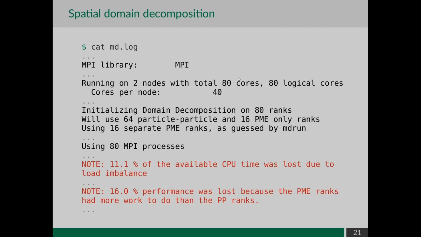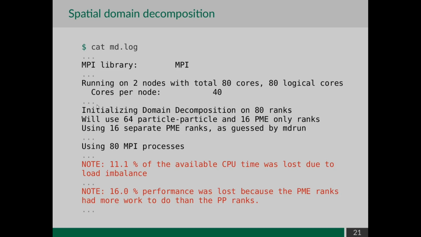Now, once you've performed your simulation, there are also interesting things you should see in your MD log file when using MPI. First, if MPI is enabled in Gromacs, it will show the MPI library. Then there will be a summary of the hardware you are running the simulation on. For instance, here you can see you had 2 nodes with a total of 80 cores, 40 cores on each node.